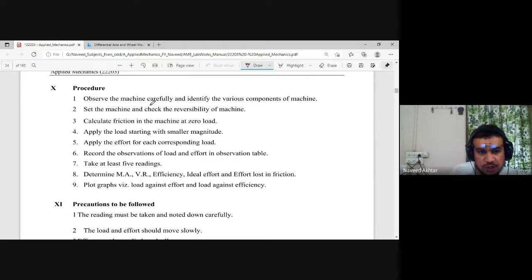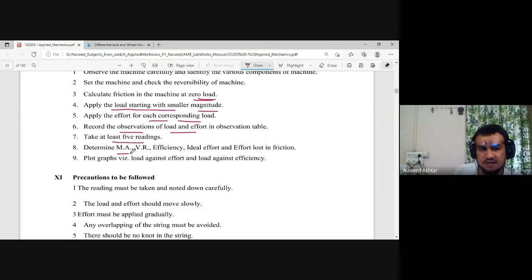If it is working, okay, calculate the friction in the machine at zero load. Apply the load starting with the smaller magnitude. Then apply the effort for each corresponding load. Record the observation of the load and effort in the observation table. Take at least 5 readings.